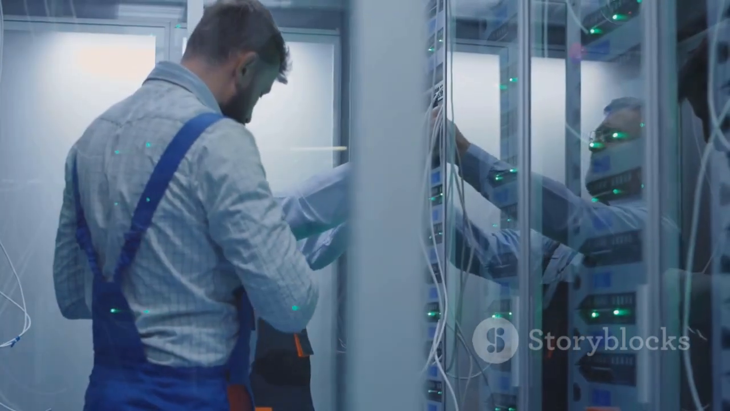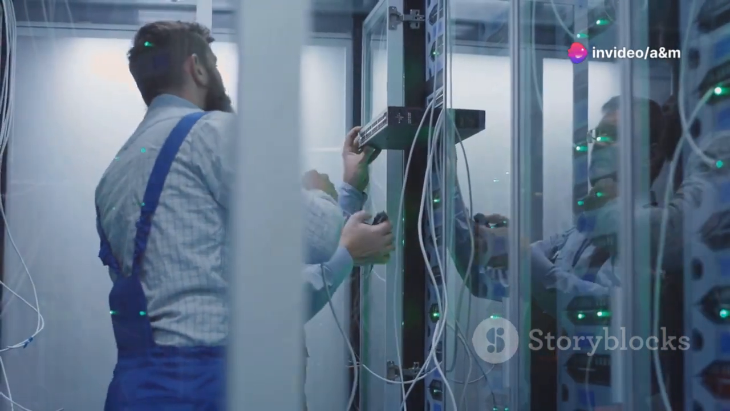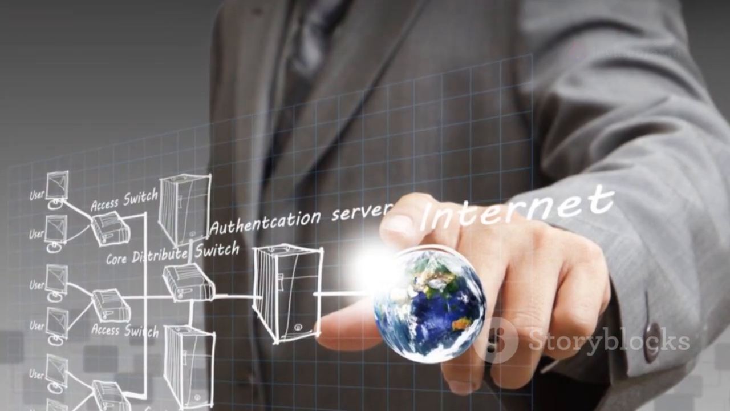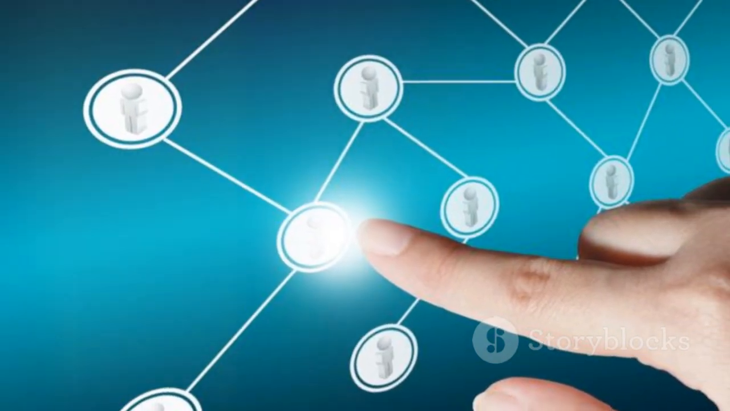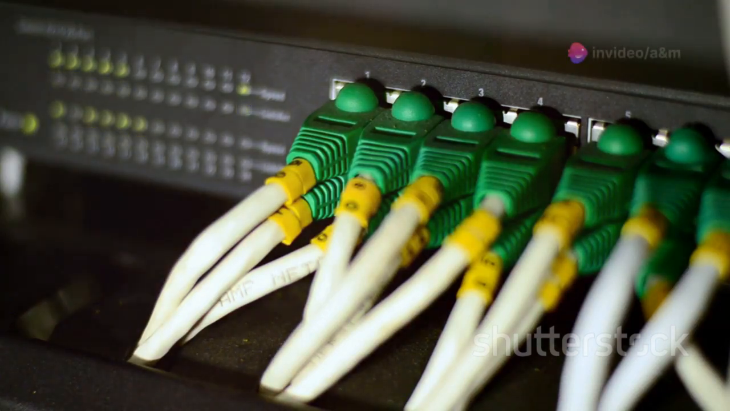Behind the scenes, there's a whole lot going on. Massive data centers, countless servers, and intricate networks all play a part. It's all thanks to the OSI model. This model is like the blueprint for how data travels across the internet. Think of it as the internet's secret language, a set of rules that lets computers talk to each other seamlessly.